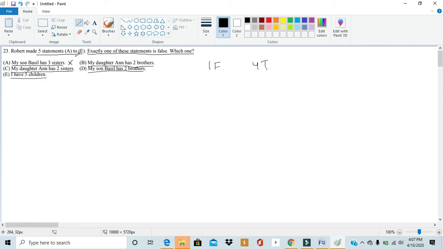But we know, since B is false, Anne cannot have 2 brothers. The problem with this is that statements A, E, and D will all pose trouble with each other. Statement A says that Basil has 3 sisters. Statement D says that Basil has 2 brothers. And we know that Basil is one of the sons. So 1 plus 2 plus 3 would give us 6 children in total. However, statement E says I have 5 children. We can't have 5 children and 6 children at the same time. We reach a contradiction. So thus, B cannot be our right answer.